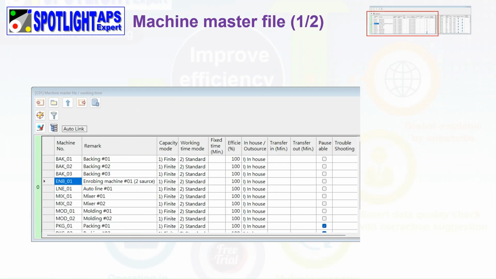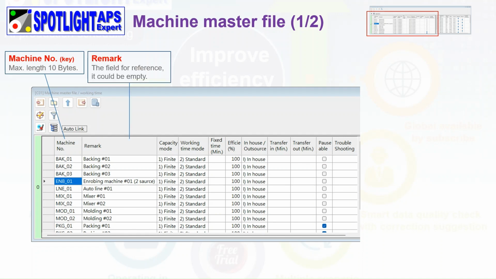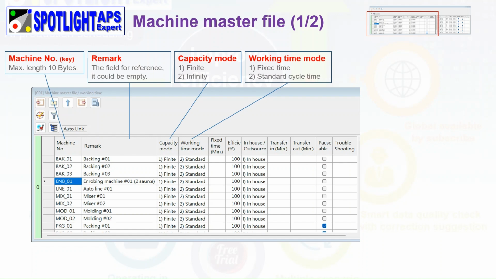On the left side table, let's set up machine data. Field machine number: the number of machines, the maximum length is 10 bytes. Field remark: the remark for this machine. This field is for reference. It could be empty. Field capacity mode is set to finite or infinite. Field working time mode could be set to fixed time or standard.